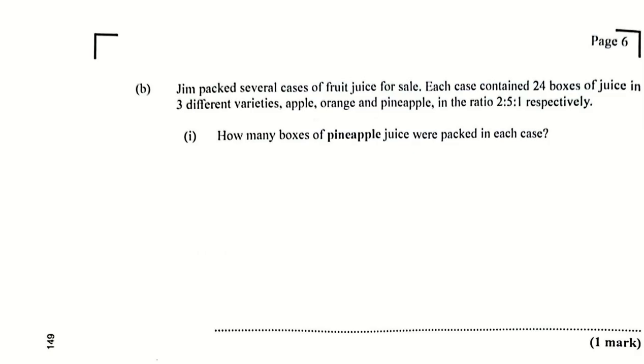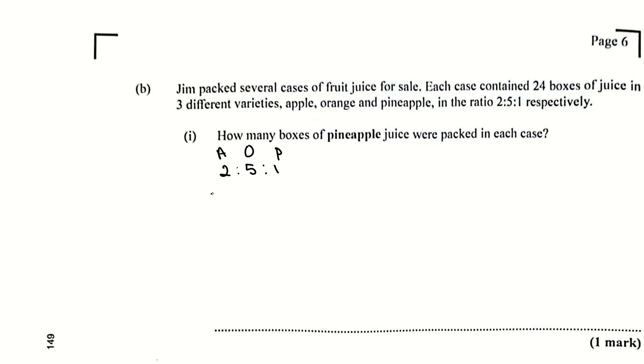Jimmy packed several cases of fruit juice for a sale. Each case contains 24 boxes of juice in 3 different varieties: apple, orange, and pineapple, in the ratio 2 to 5 to 1 respectively. Again, the order that they list out the fruits is the order of the ratio. So if it's 2 to 5 to 1, apple is 2 parts, orange is 5 parts, pineapple is 1 part.